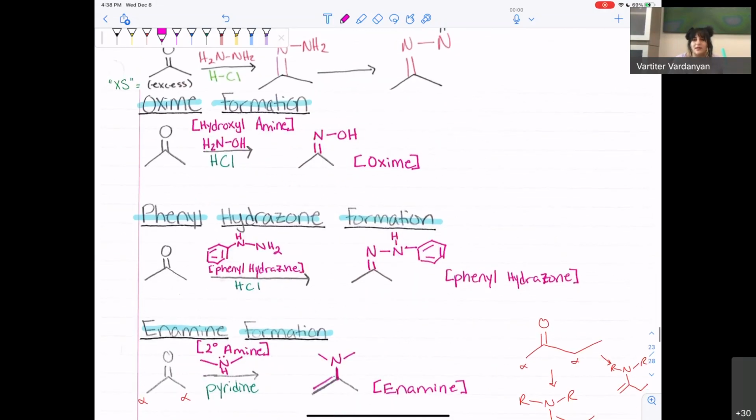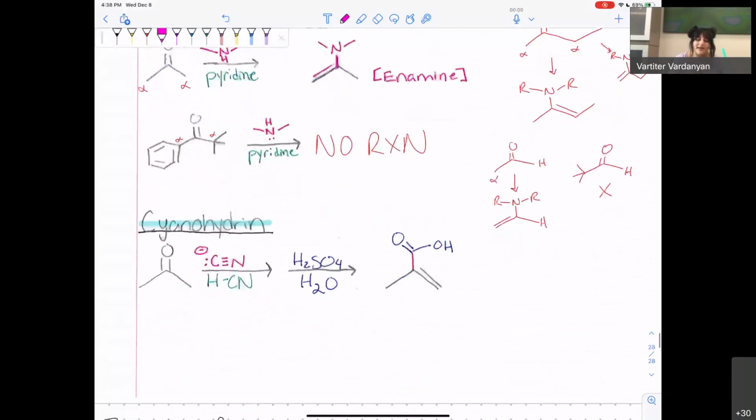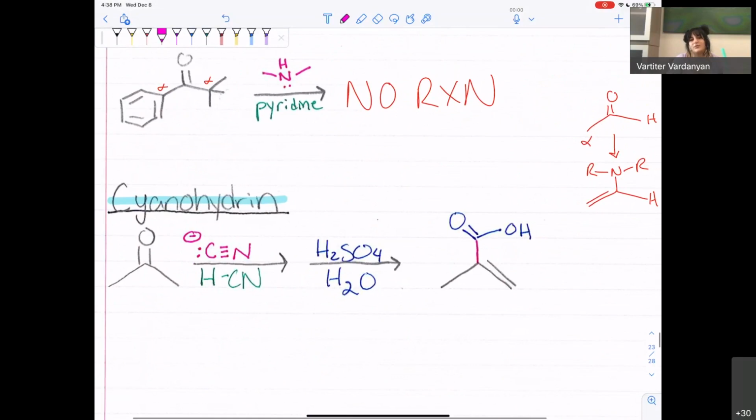Phenylhydrazone is exactly the same as the hydrazone. It just has a phenyl at the end. And then we have cyanohydrin, which is the one that I told you not to worry about.